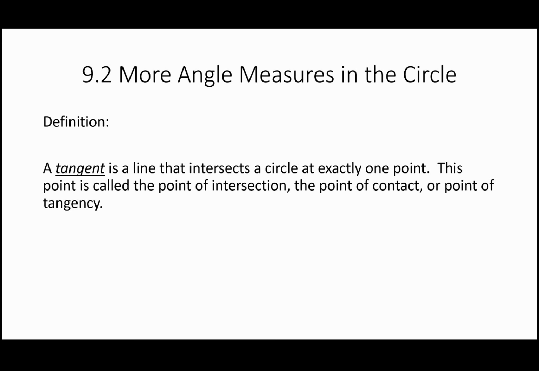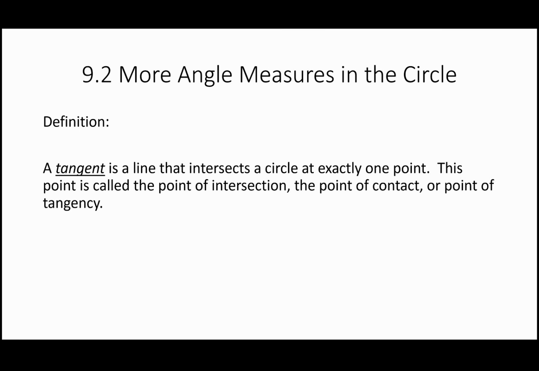It gets pretty wild. Let's start off with the term tangent, which if you're thinking about trigonometry, the term tangent has its own definition and context there that is different than what we're going to be talking about here. So a tangent in the realm of circles and related items is going to be a line that intersects a circle at exactly one point on that outer edge. This point is called the point of intersection, the point of contact, or point of tangency.